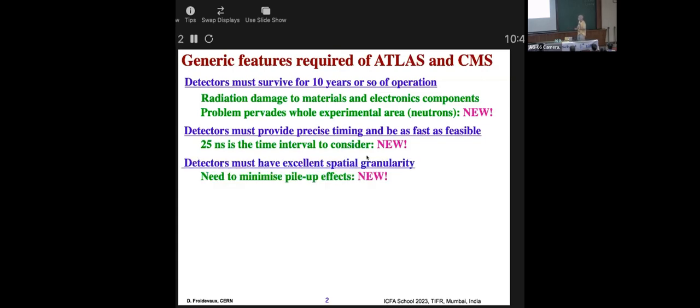Another challenge, of course, was to try to measure as precisely as possible every single particle which is produced at the interaction point, which required excellent spatial granularity, again, beyond what had been achieved until then. The pixel detectors, which are in ATLAS and CMS, are the first time we had pixel detectors at a hadron collider.